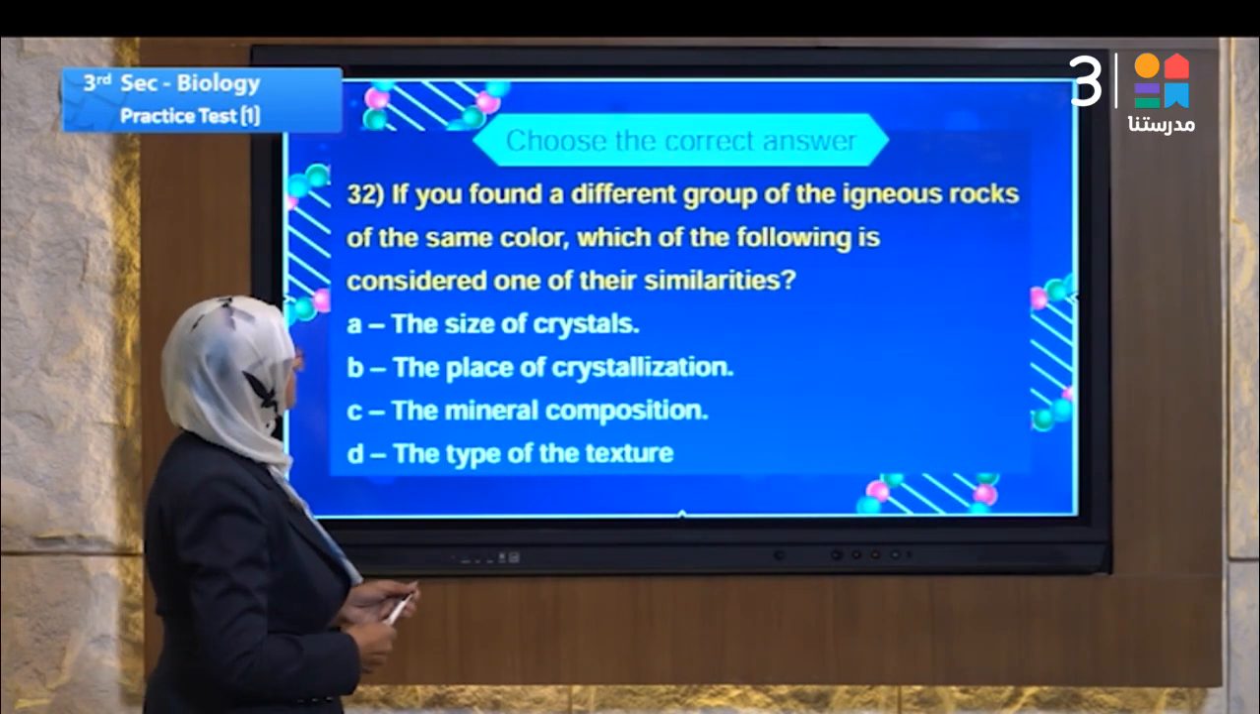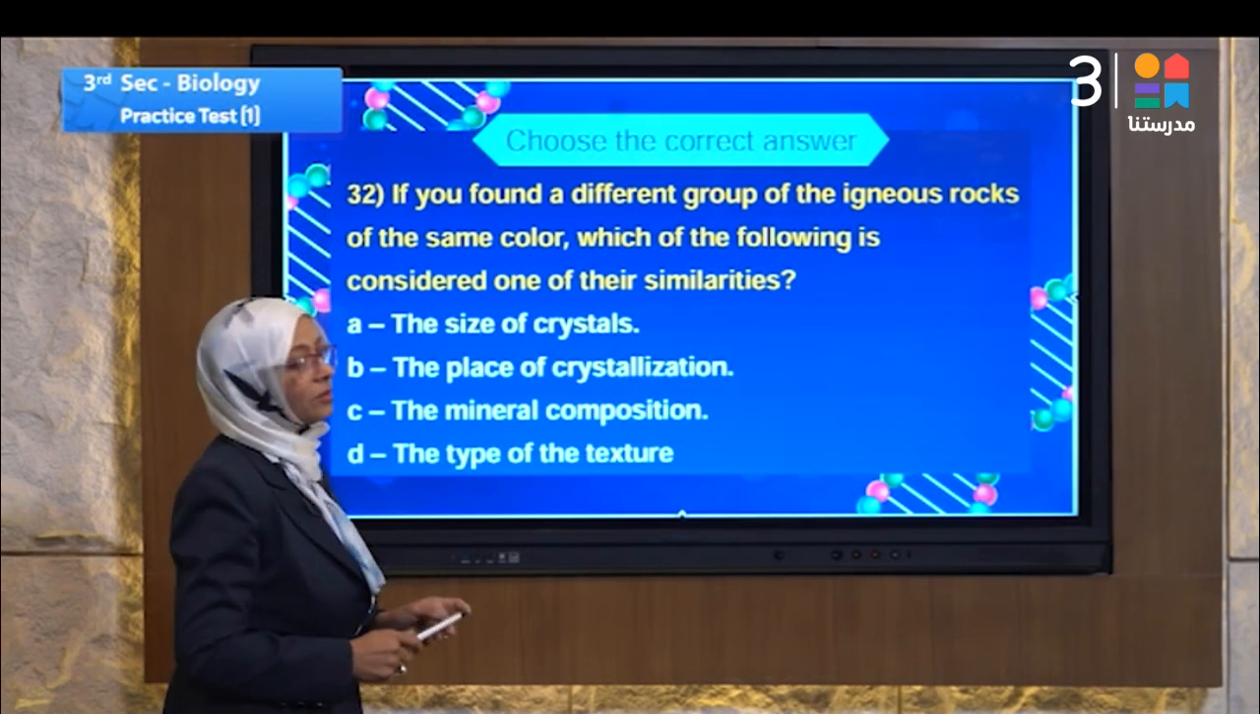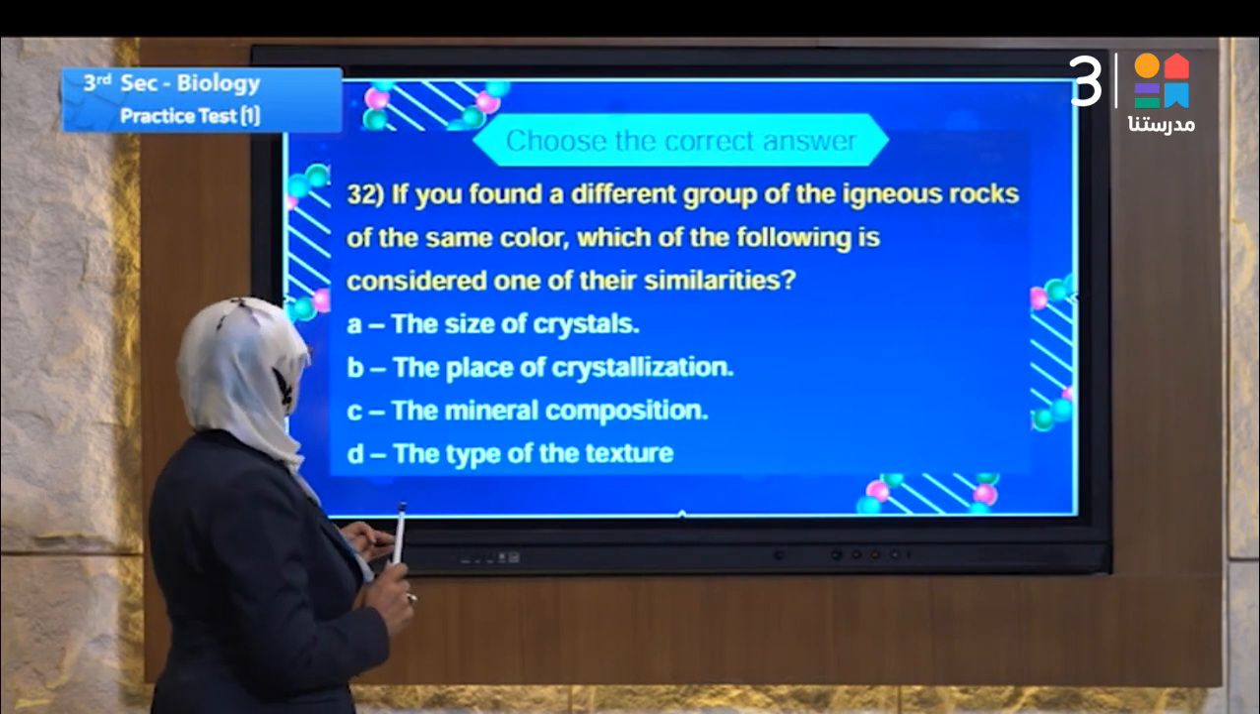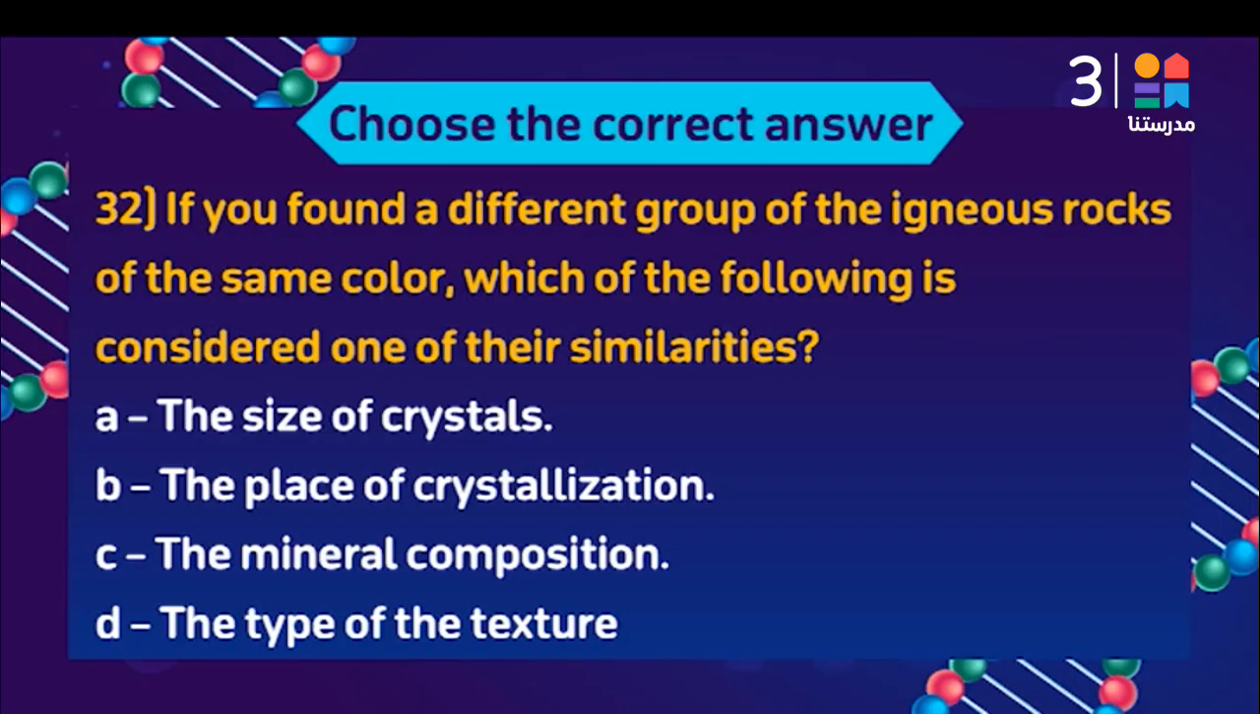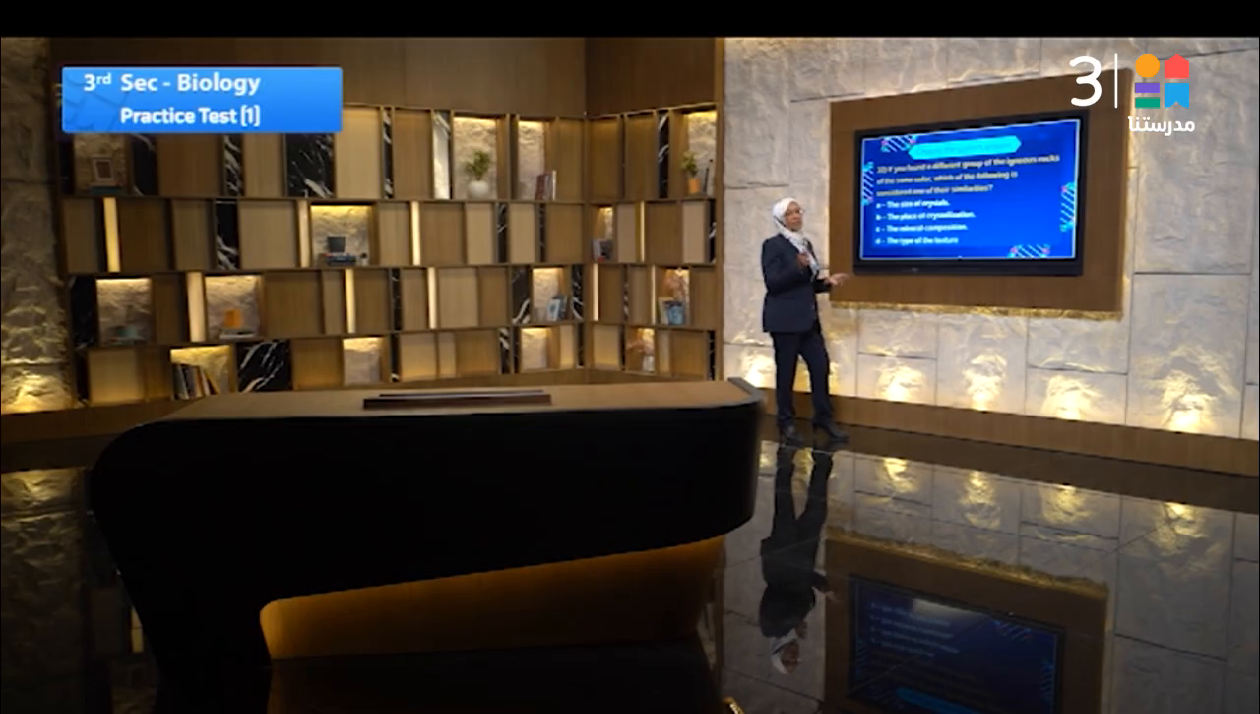31 speaks about earth science. If you found a different group of igneous rocks of the same color, here will be a comparison between igneous rocks with another factor. The factor here, which of the following is considered one of their similarities? Which of them are similarities? We speak about the igneous rocks.